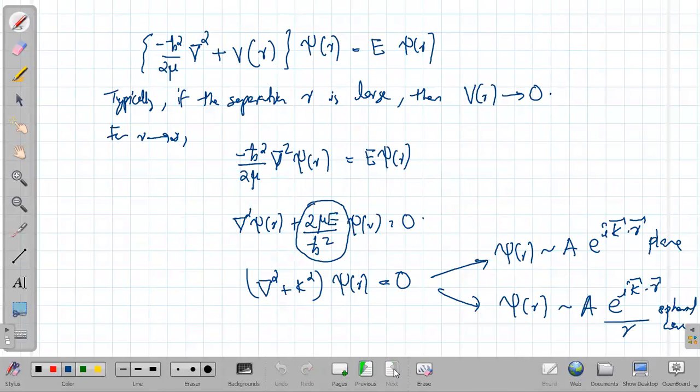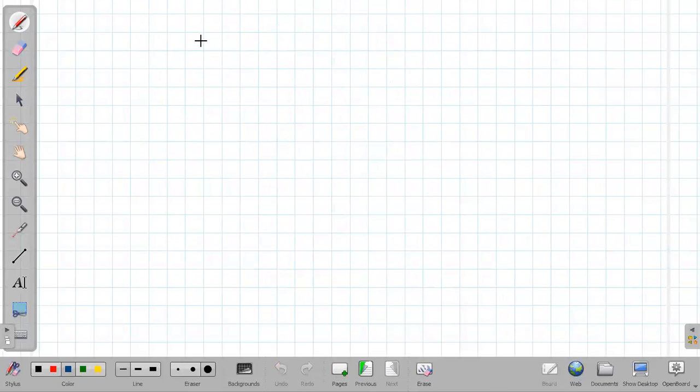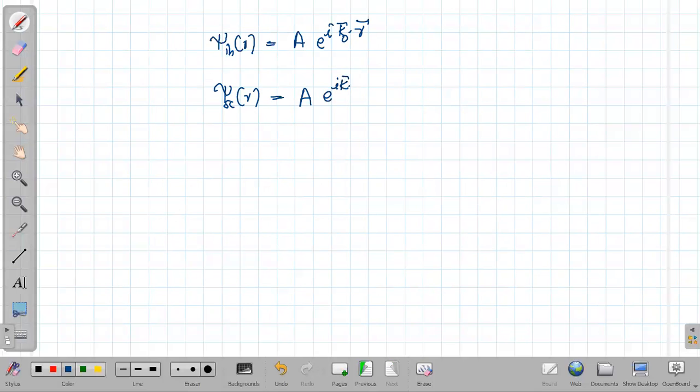Then we can see that there are two possible solutions for it. The first solution corresponds to the incident particle, and the second solution corresponds to the scattered particle. Now, the k need not be the same for the incident particle and the scattered particle. If it is elastic scattering, the k must be the same. For inelastic scattering, it need not be the same. So in general, the wave function of the incident particle will take the form A e raised to i k0 dot r, where I put k0 to represent the wave vector of the incident particle, and for the scattering we can write A e raised to i k dot r by r.